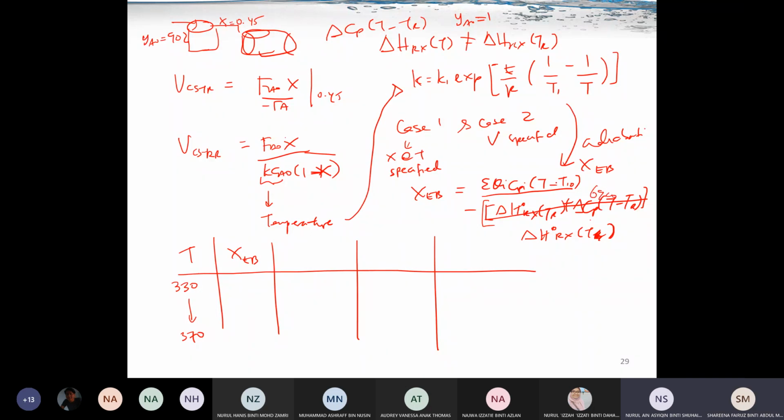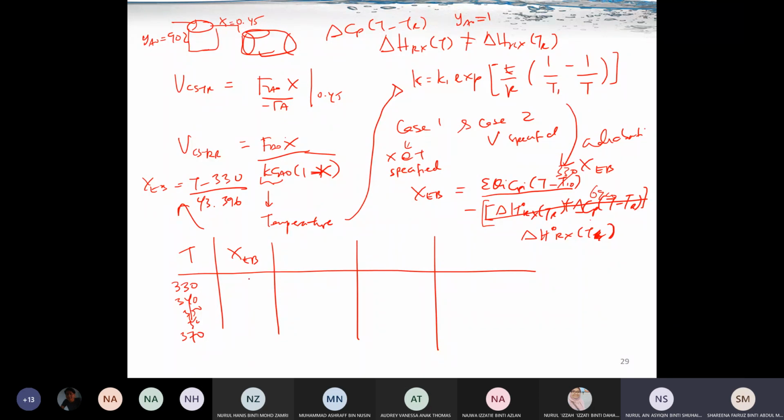T minus TI0, where TI0 starts at 330. T will change according to how you vary it. If you do 340, 350, 360, substitute with T here. Once you substitute T, you will be able to get XEB, because XEB now is equal to T minus 330 over 43.396. Make sure the sign here is correct, because if the sign is off, you cannot calculate XEB accordingly.